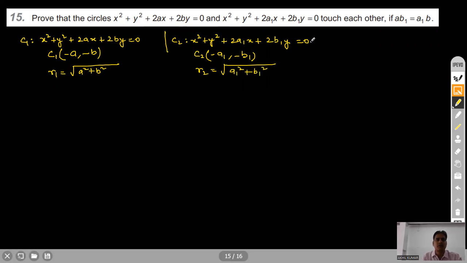Okay. Now, the question is asking to prove that these two circles will touch each other if ab1 is equal to a1b. So what is the condition for two circles to touch? They can either touch externally or they can touch internally also. So this C1C2 should be equal to R1 plus R2 if they are touching externally, and if the distance between both the centers is R1 minus R2, it means both will touch internally, right? So this is the condition for touching.